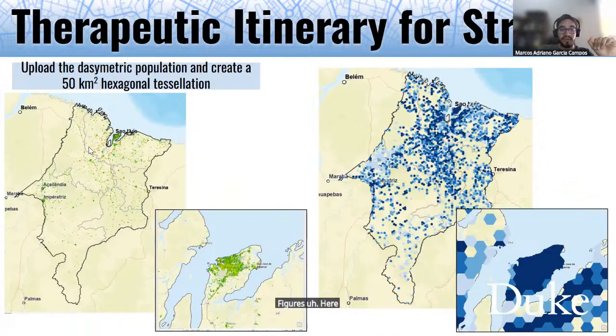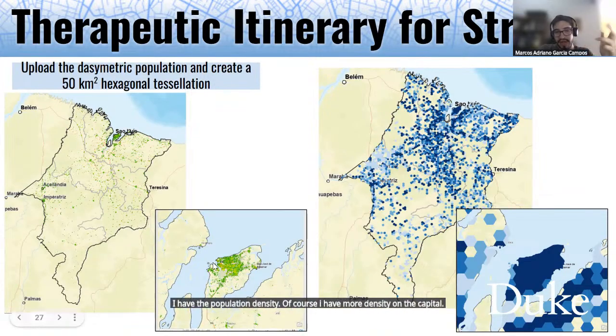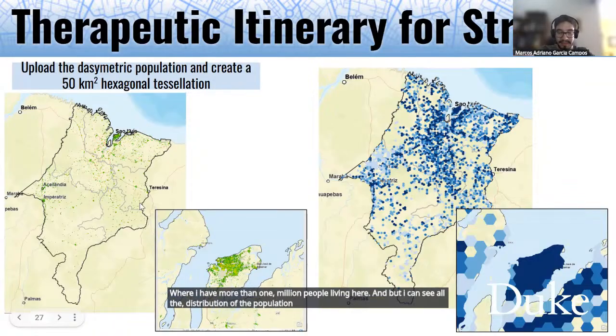Here in green, highlighted in green, I have the population density. Of course, I have more density in the capital, where more than 1 million people live. But I can see the whole distribution of the population across the map.